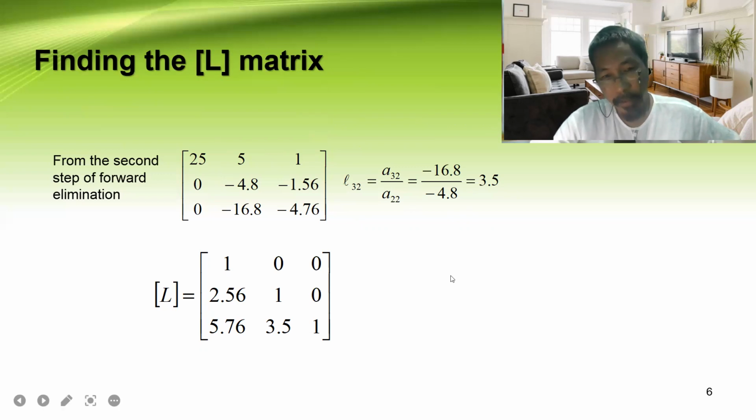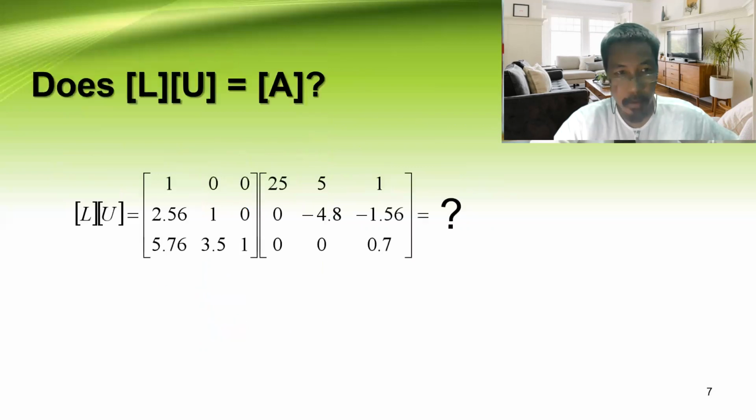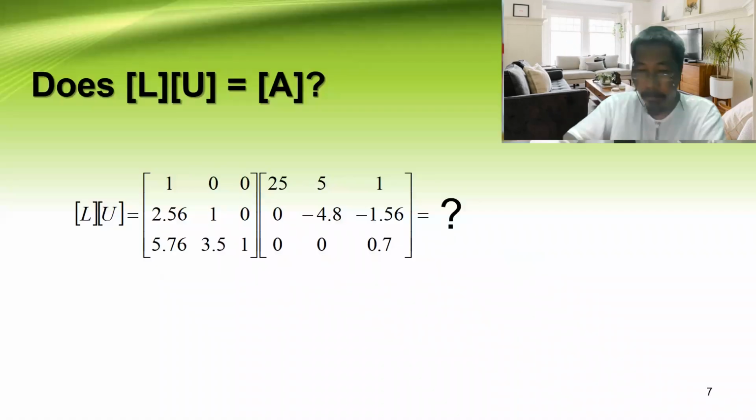Okay, that's how we find the pair of matrices L and U. So L times U is equal to A. We can check it. You have the L and U, so let us multiply and find out if this product will become equal to the matrix A. As an assignment, please do this.